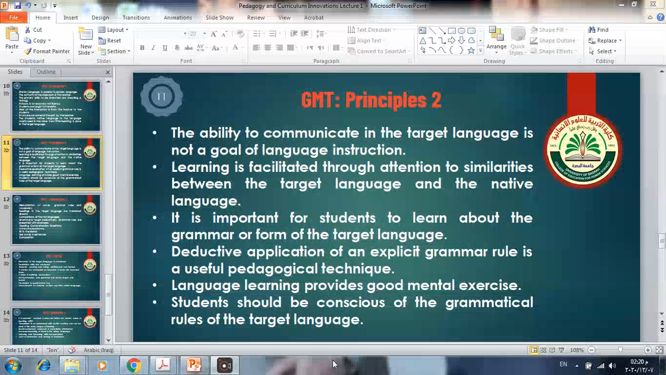Language learning provides good mental exercise. They believe that the whole learning process is a mental exercise that will help sharpen the students' mental abilities. Students should be conscious of the grammar rules of the target language. Again, the grammar is emphasized. They should know about the rules of grammar.